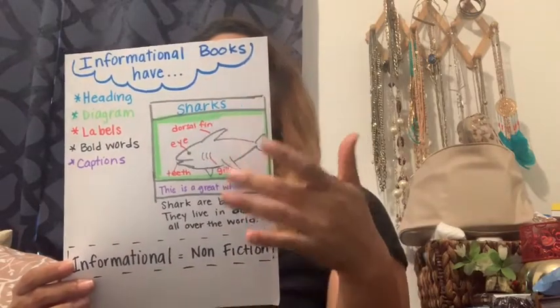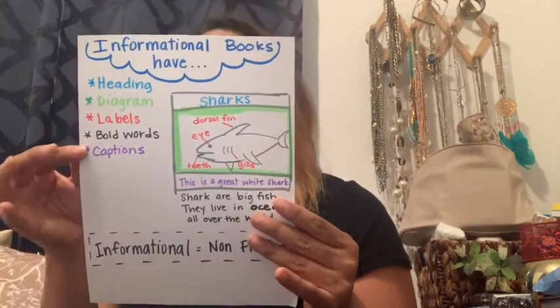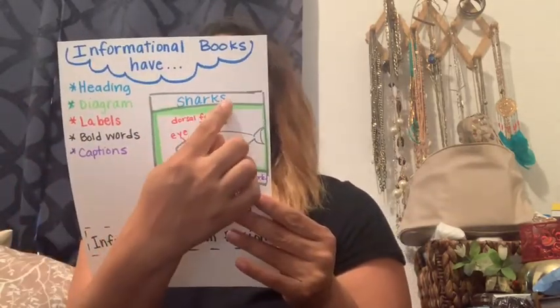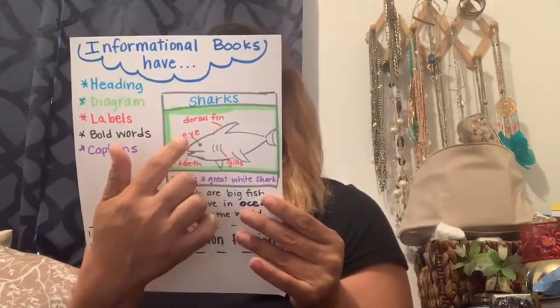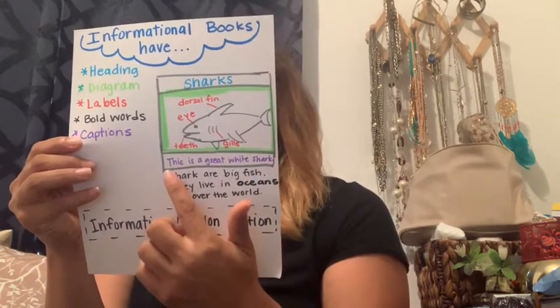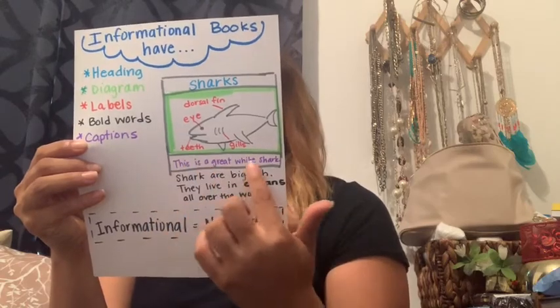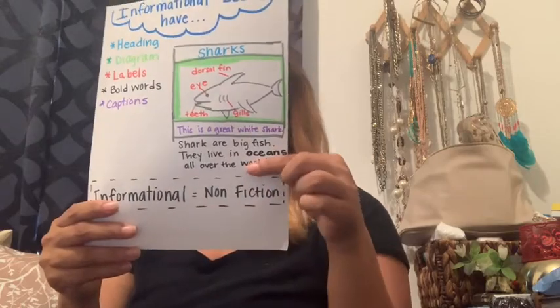So right here, if you can see, here is a diagram, which is a picture that explains something in more detail. There's the heading, and it says sharks. There's labels. So there's a label to the dorsal fin and his eye and the teeth. There's also a caption, which tells us about the picture, and it says this is a great white shark. And then usually you have text, and then you'll see bold words. Bold words are usually in reference to a word that's important, or it's a new vocabulary word. And often they'll have a caption off to the side that explains that word.